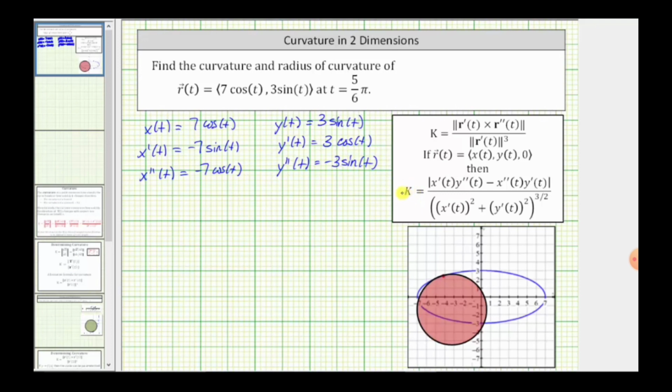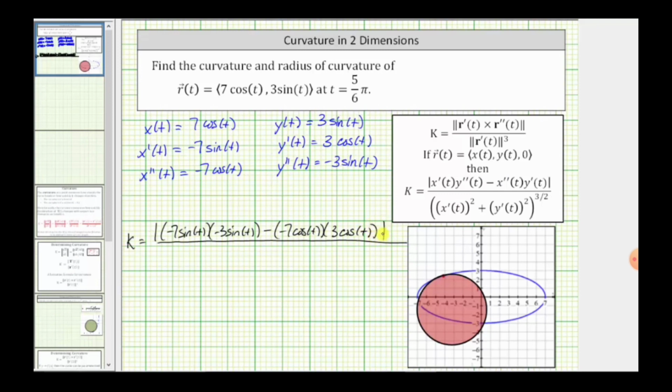And now we can determine the curvature as a function of t. The curvature k is equal to, in the numerator we have the absolute value of x prime of t times y double prime of t, which is negative 7 sine t times negative 3 sine t, minus x double prime of t times y prime of t, which is negative 7 cosine t times 3 cosine t.